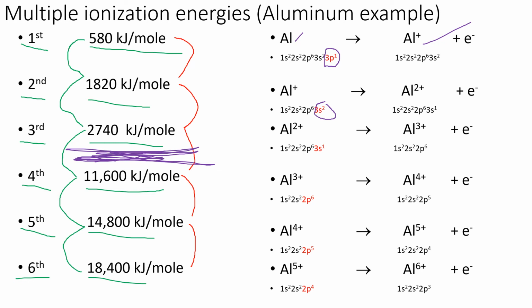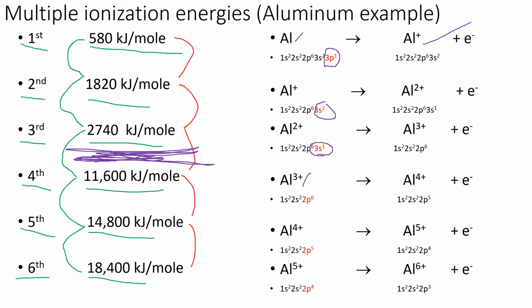Now when I go to the third ionization energy, 2740, this is how much it costs to remove that third electron. So I already lost 2, so I'm starting at aluminum plus 2. To lose the third one, I go to aluminum plus 3. What electron am I losing? The electron I'm losing is in this 3s orbital again. That costs 2740.